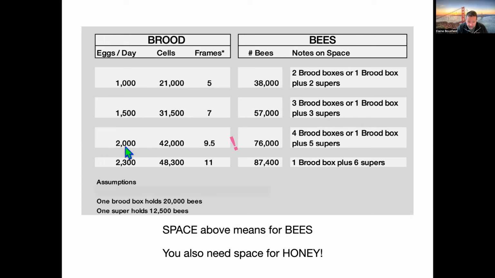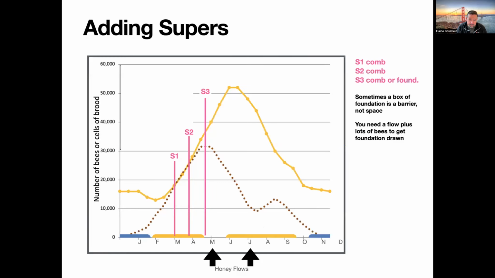The prolific queens, the ones that can do 2,000 a day, they can have very large populations. Obviously, they're harder to manage in the sense that you've got to be careful that they're not prone to swarm. But they're the ones that you make your honey off. Which brings me a little bit to supers.